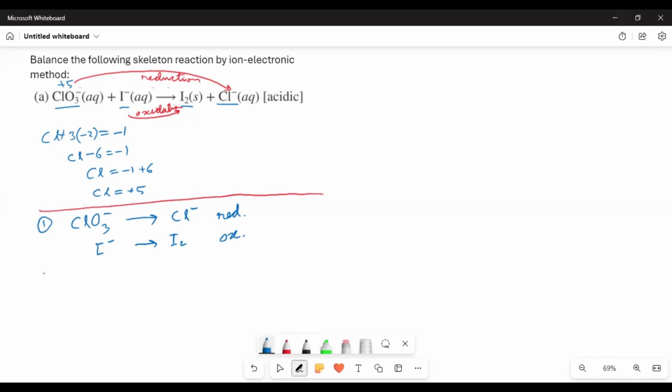Okay. In the second step, we balance the elements other than oxygen and hydrogen. So the first equation has no problem. It would be written as it is, because other than oxygen there is chlorine. So there is one chlorine, and on the right hand side there is also one chlorine, no problem. But in this case, you have to put 2 with iodide on the left hand side, because on the right hand side there are 2 iodine.